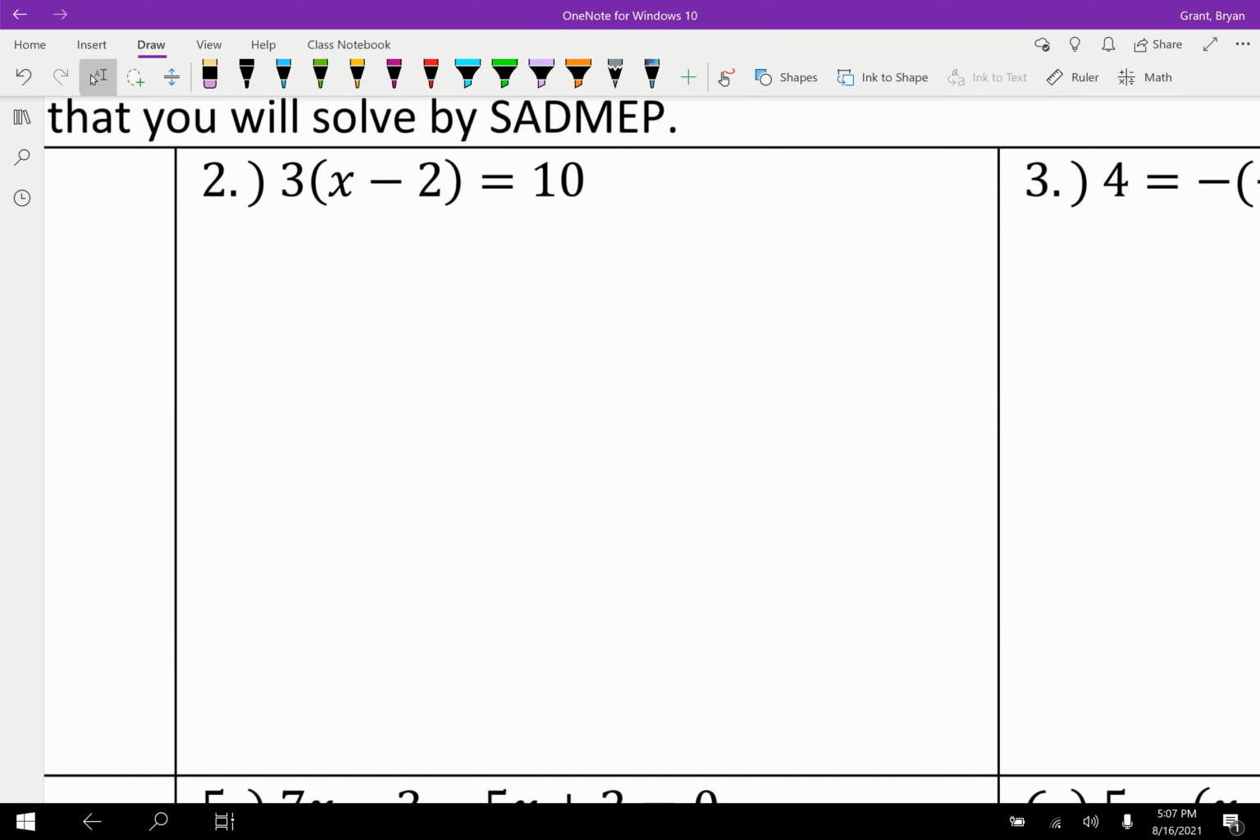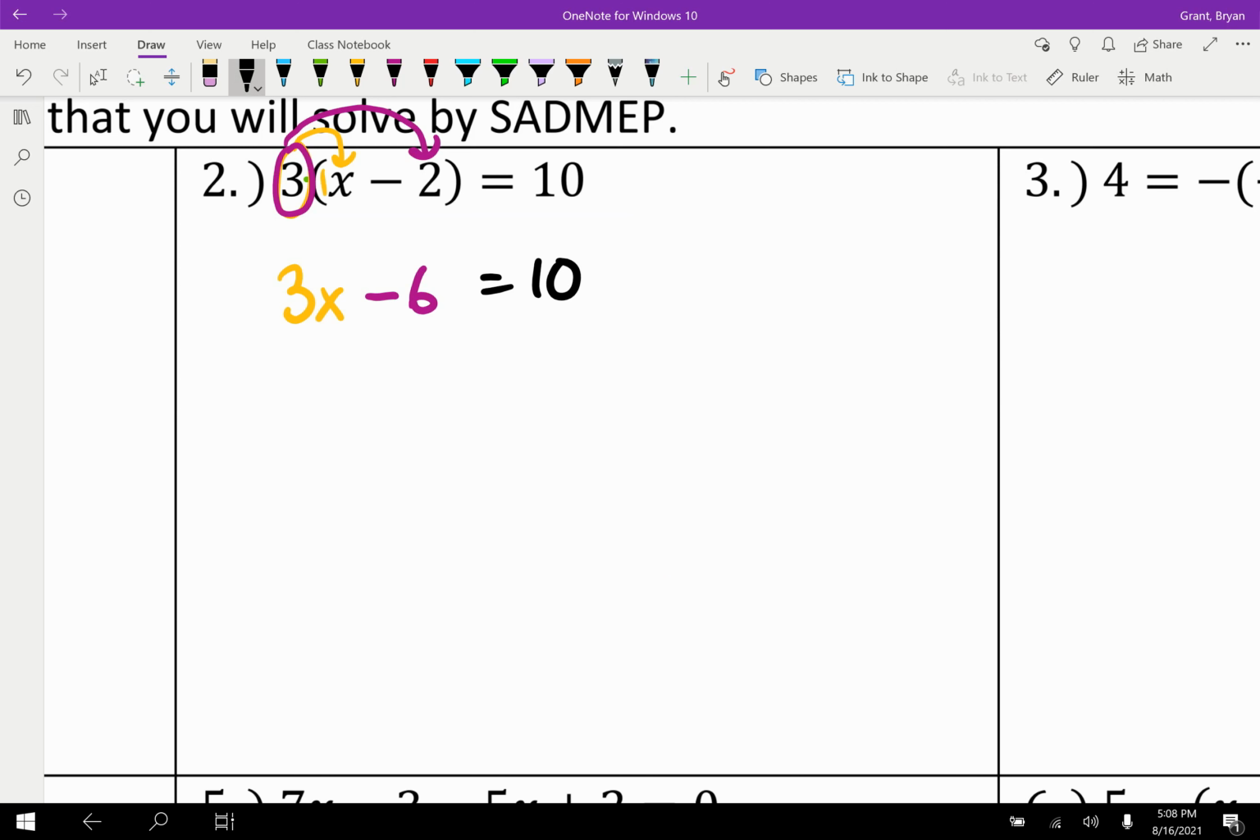Problem 2 does have parentheses, which means we're going to start with that distributive property. When we distribute, we take the number that's either multiplying or dividing to the parentheses, and we distribute that number inside. So in this case, I'm going to take the 3 and distribute it to the x, and I am also going to take the 3 and distribute it to the negative 2. Please don't forget that there is an invisible 1 in front of the x. So when I do 3 times 1x, that just gives me 3x's. 3 times negative 2 is negative 6 equals 10.